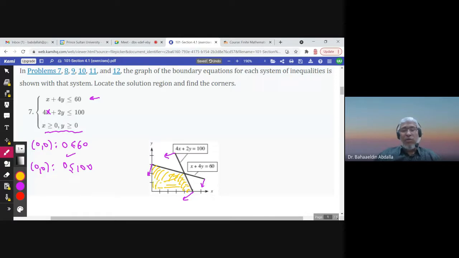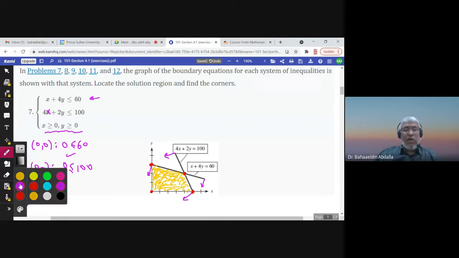This region is the graph of this system. Now, where are the corner points? Locate the solution. This is the solution region. Where are the corner points? This is a corner point here. This is a corner point here. And this is a corner point here. And this is a corner point here. There are 4 corner points to this region.